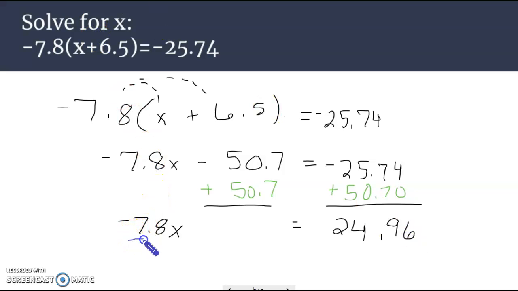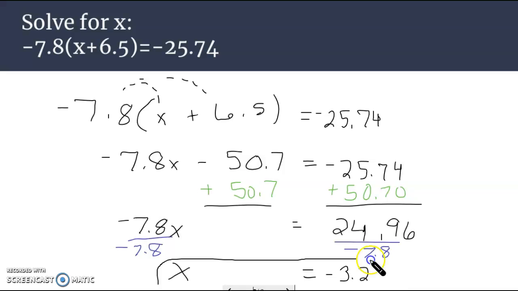In order to get x by itself, we need to divide away that 7.8. Divide by negative 7.8. And we can check that in the calculator. 24.96 divided by 7.8. We're going to get a negative 3.2. Remember, a positive divided by a negative is a negative. And notice how x is by itself now. X equals negative 3.2.